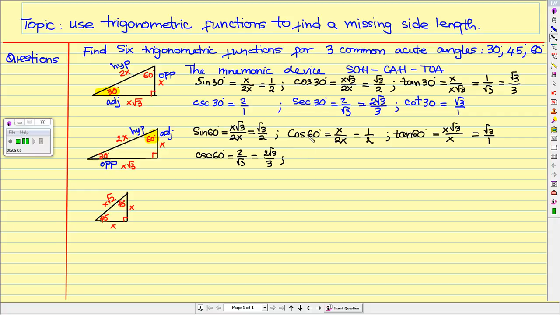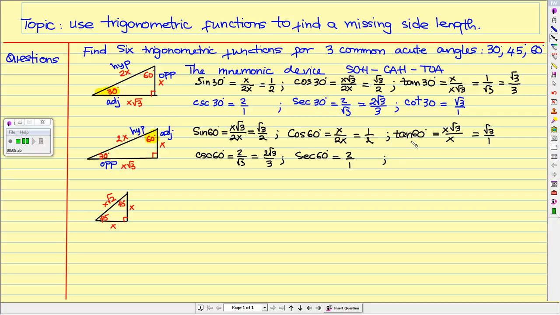So now let's move on to the next function. We need to find the reciprocal of cosine. In this case, it will be secant. So secant of 60 degrees. Again, we are going to flip the fraction of cosine of 60. So 1/2 now becomes 2 over 1.